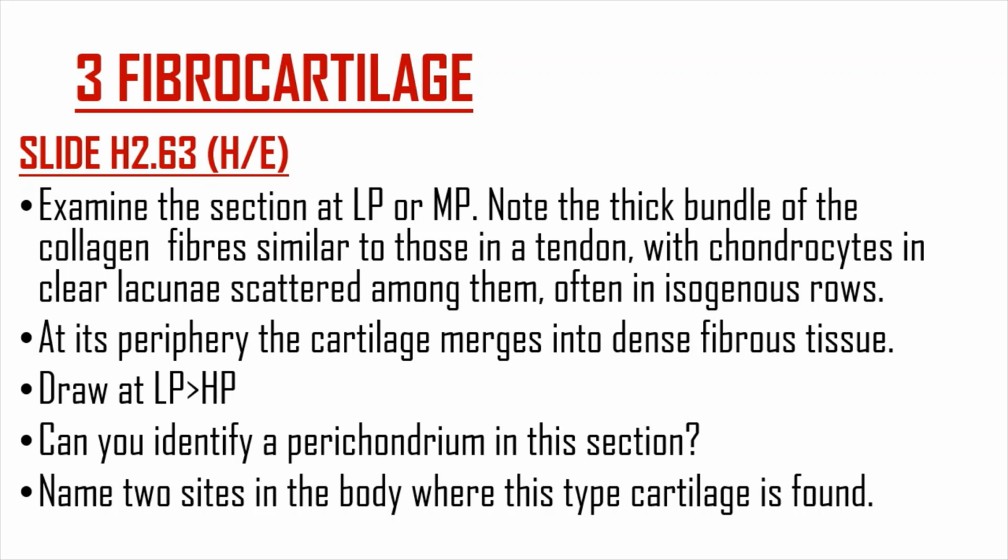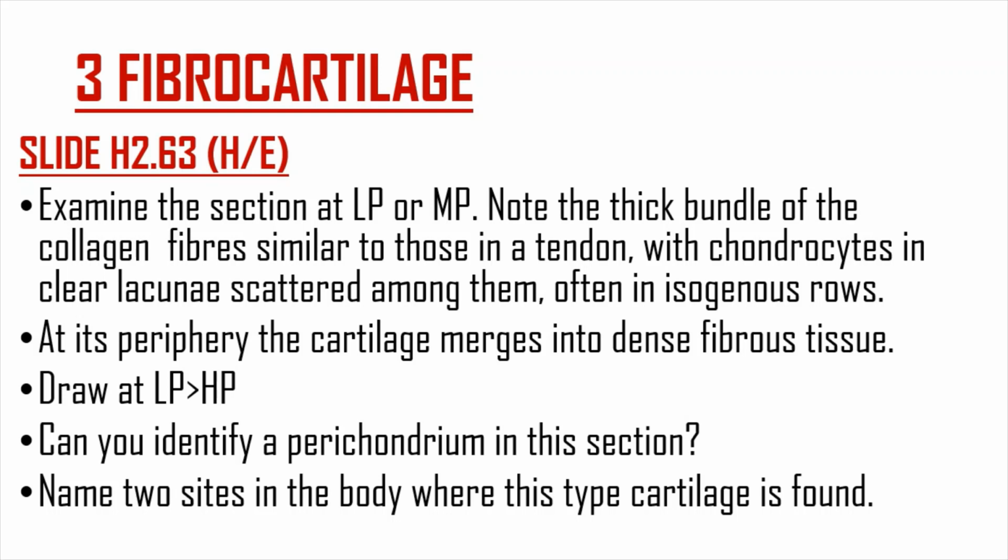You should note the thick bundles of collagen fibers similar to those in a tendon. So you know that in a tendon you've got dense regular connective tissue, so it has collagen fibers that are arranged in a regular manner. You note those collagen fibers with chondrocytes in clear lacunae scattered among the fibers, often in isogenous rows. At its peripheral end, the cartilage merges into dense fibrous tissue. You should draw at high power and low power.